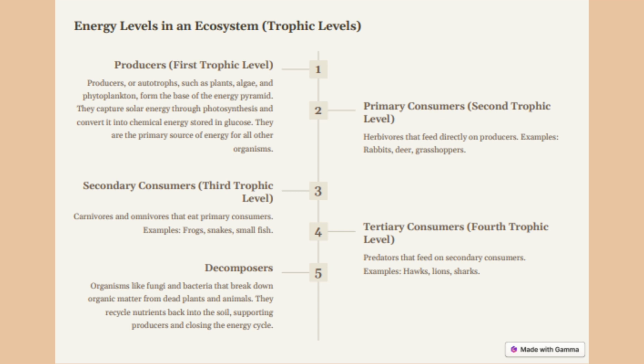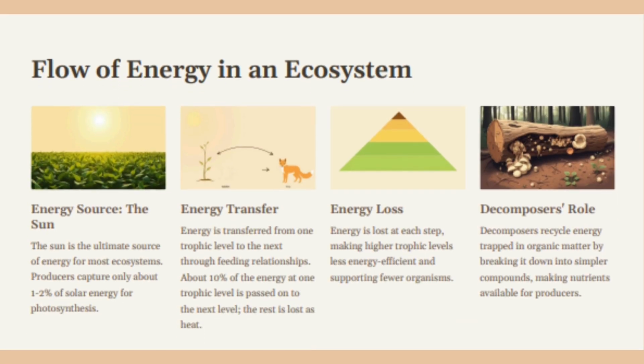Next, we have the secondary consumers as the third trophic level. So carnivores and omnivores that eat primary consumers. And we also have the tertiary consumers, which is the fourth trophic level, wherein predators feed on secondary consumers. And lastly, we have the decomposers, organisms like fungi and bacteria that break down organic matter from dead plants and animals. So they recycle nutrients back into the soil, supporting producers and closing the energy cycle.